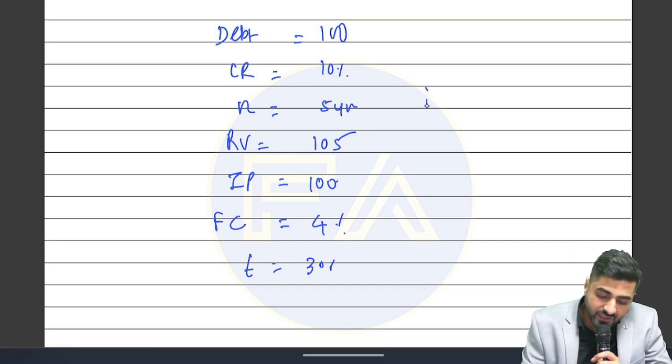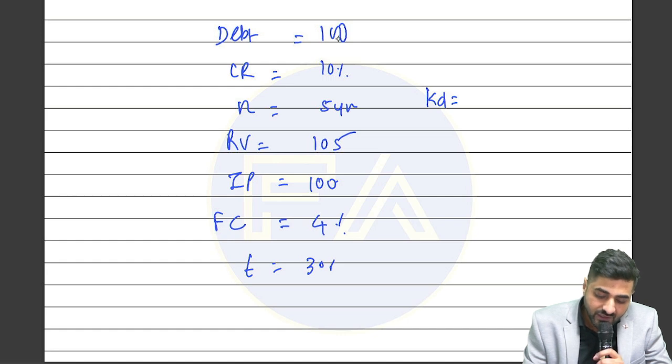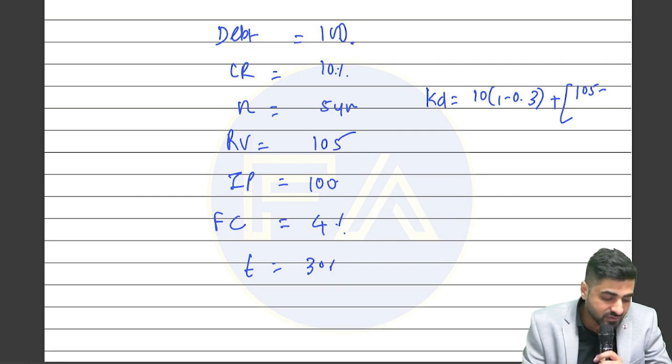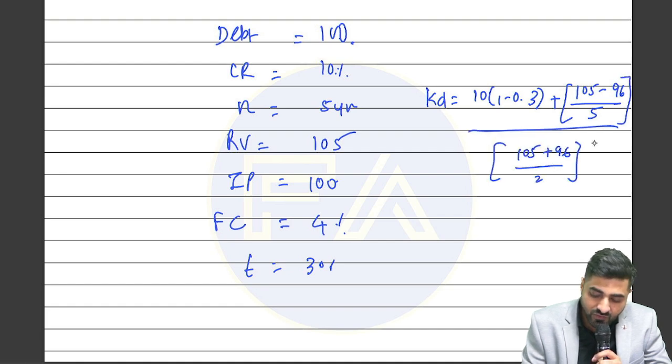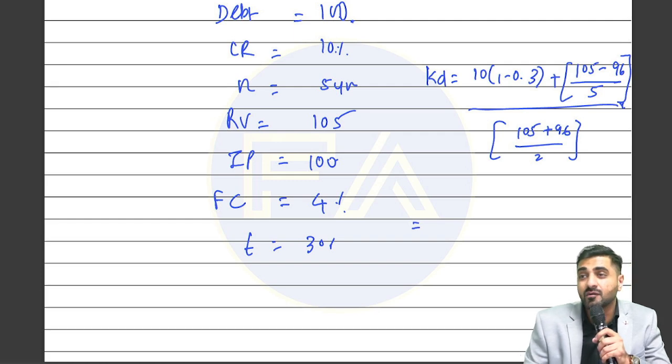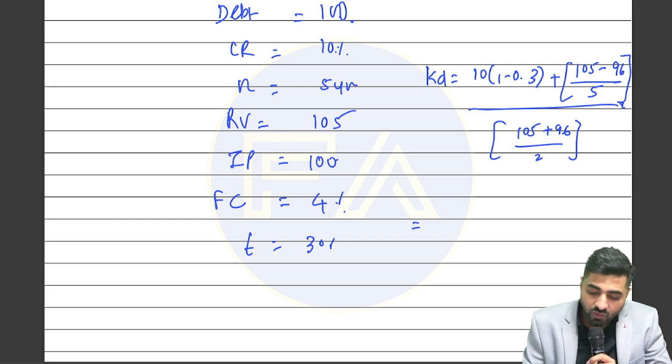How will you calculate KD? KD is equal to what? Interest. Can I say 10% of 100 is 10 into 1 minus tax, plus the redemption value 105, minus 100 minus the flotation cost of 4%, so 96, over life 5 years. And I will take 105 plus 96 upon 2. Okay, Salam. Now, will this give me the KD? Come on, yes or no? Yes, sir.